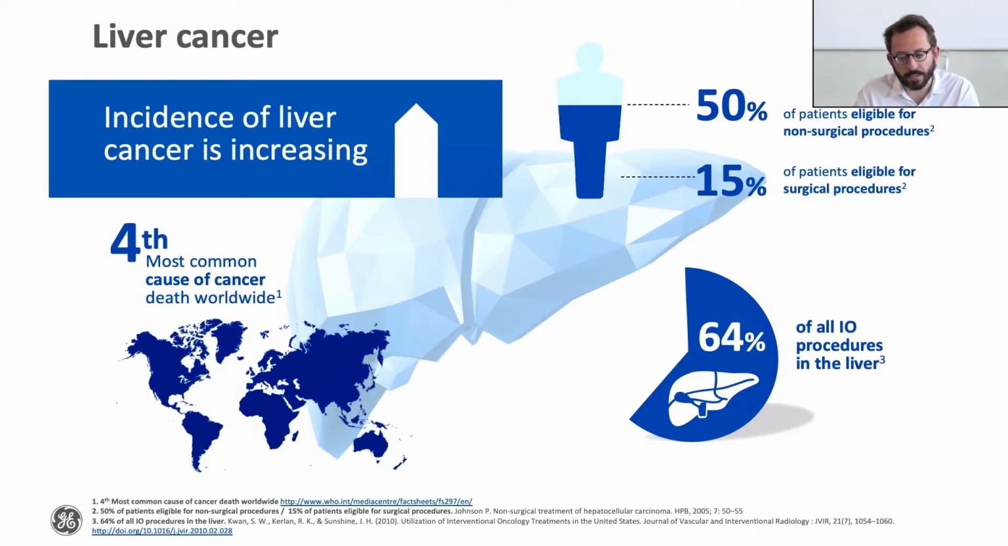And if you look at all IO procedures in the liver, in general, you will see that roughly 2/3 of the interventional oncology procedures will target liver tumors. So not only is that a frequent problem for patients, but it's also a very frequent situation for us interventional radiologists. So these are very frequent treatments that we do every day.